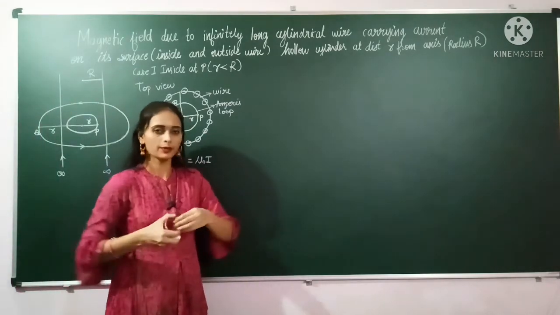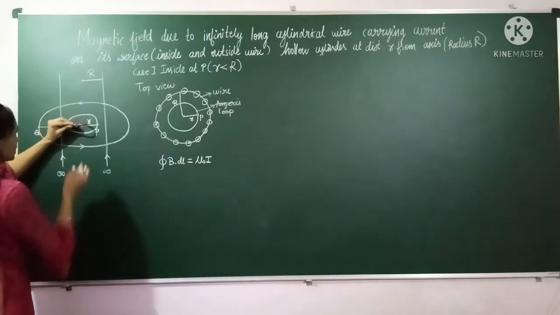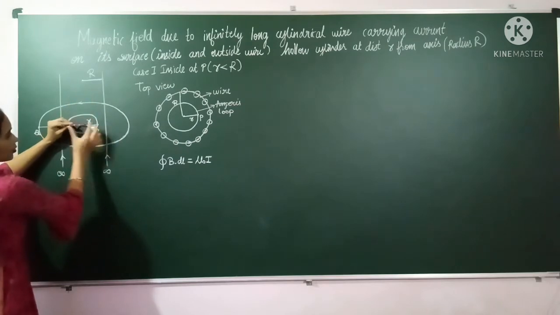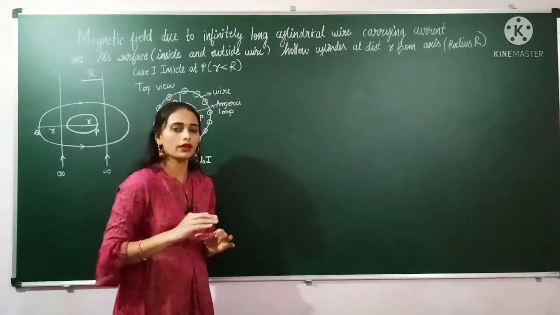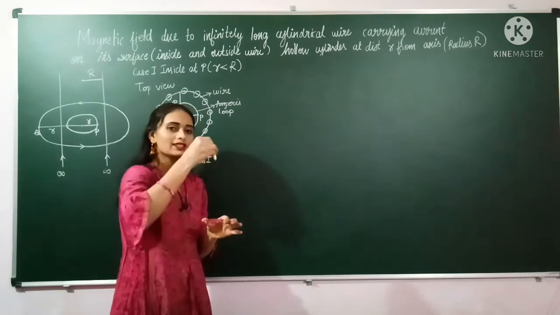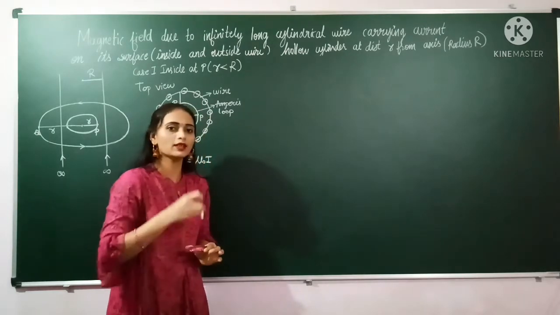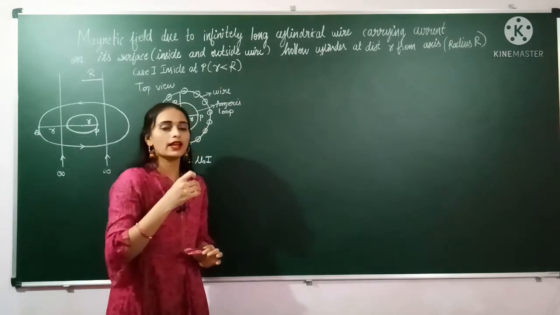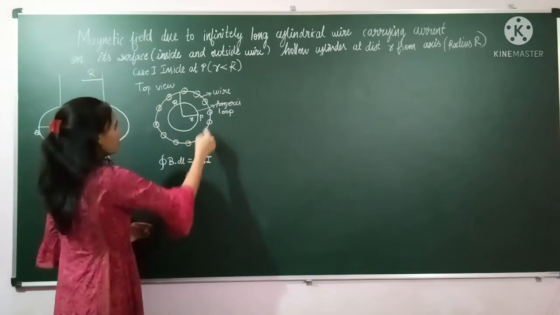Now see here, this is our loop. In the side view the loop is kept like this. But top view means we are observing from the top of the wire. If this is our loop and this is the current, when you are observing from the top, the current is coming outward, towards our eyes, so it will appear like a point. So here we have taken this point.